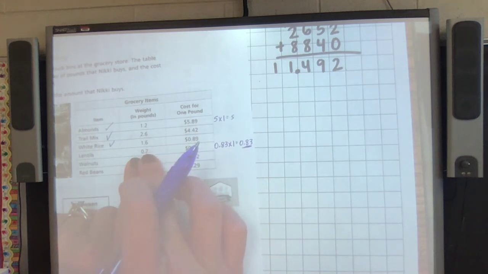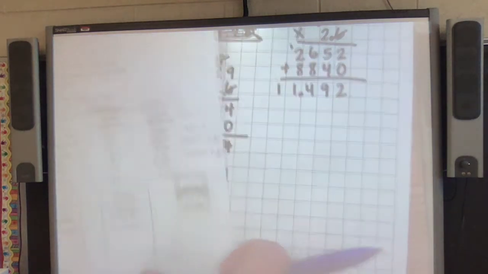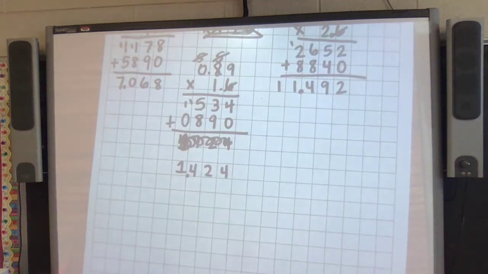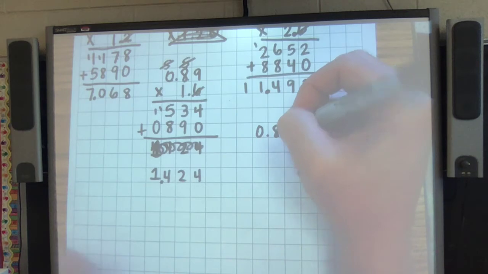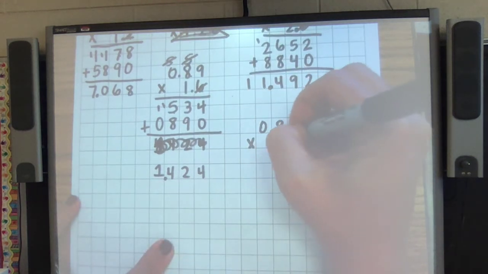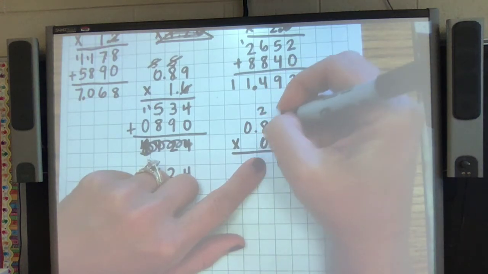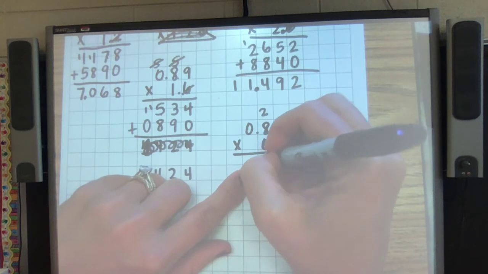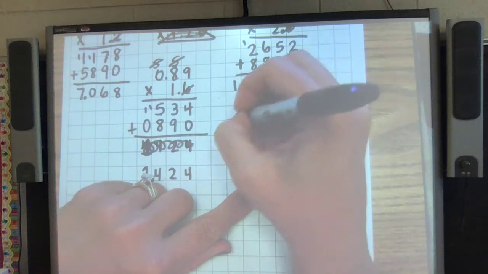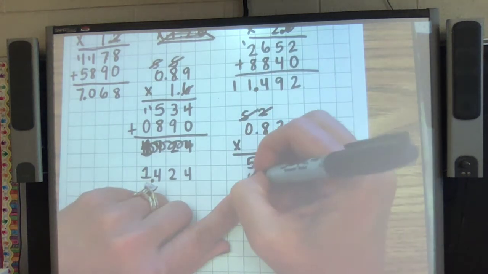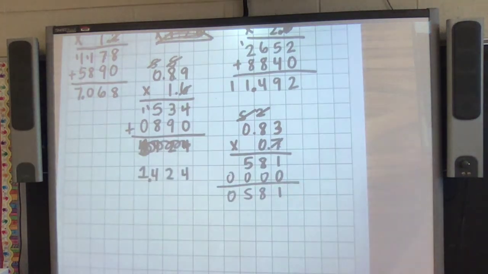I'm multiplying by something smaller than 1, so I've got to get something smaller than this. I'm predicting it's less than 1, but let's write it over here and try it. We've got 83 cents times 7/10. 7 times 3 is 21. 7 times 8 is 56, 57, 58. 7 times 0 is 0, plus 5 is 5. Put my 0, mark it out. 0 times everything is 0. 1, 8, 5, 0.